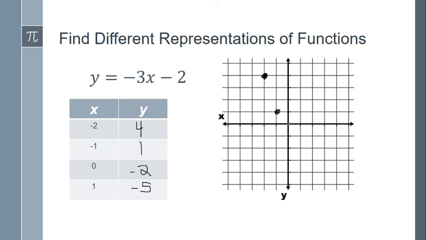0, -2. There's that point. 1, -5. X is 1, y is -5. 1, 2, 3, 4, 5. All right, so there's our points. You can see they make a line. They do line up perfectly.